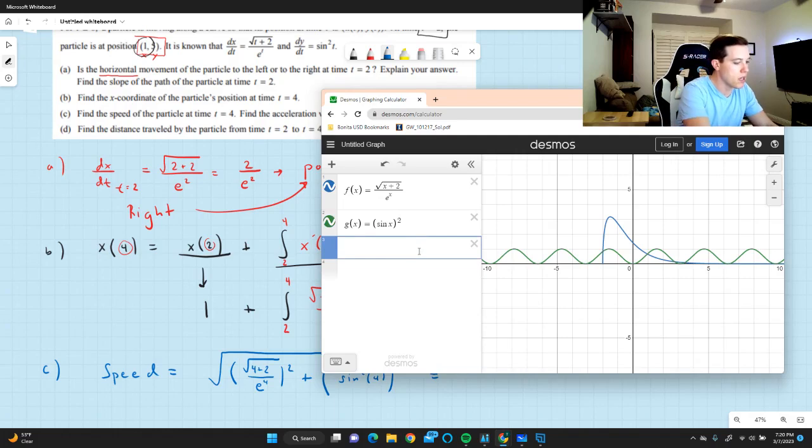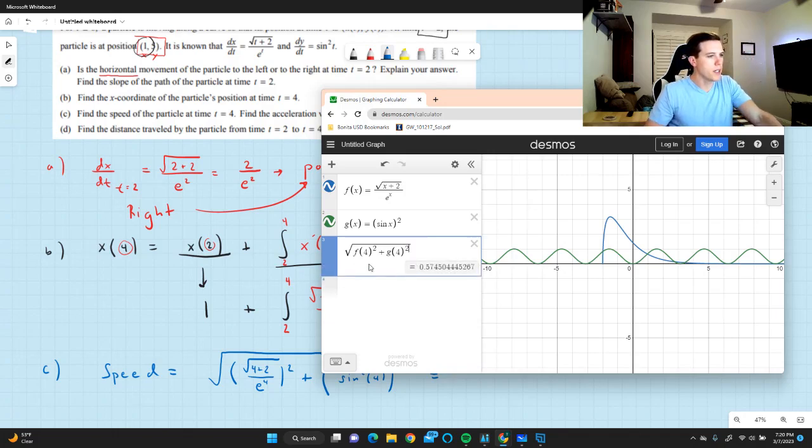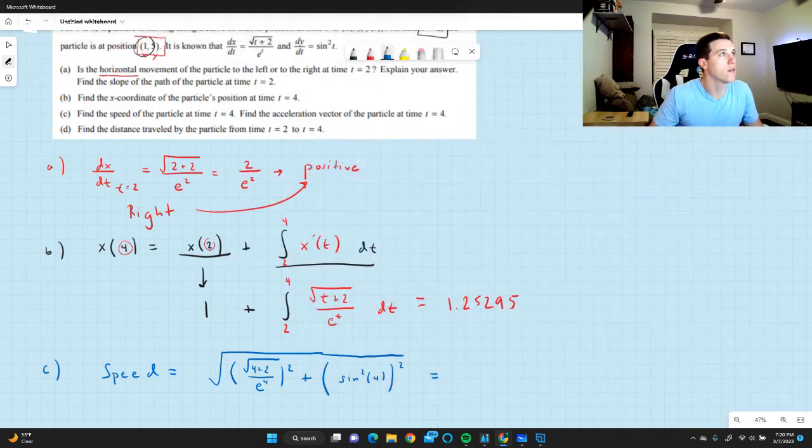So to find the speed, all you need to do is do the square root of, I mean, it's probably easier to just plug these into the calculator, get these values from the table. But here in Desmos, I can do f of 4 squared plus g of 4 squared. And that is my speed, 0.57450.